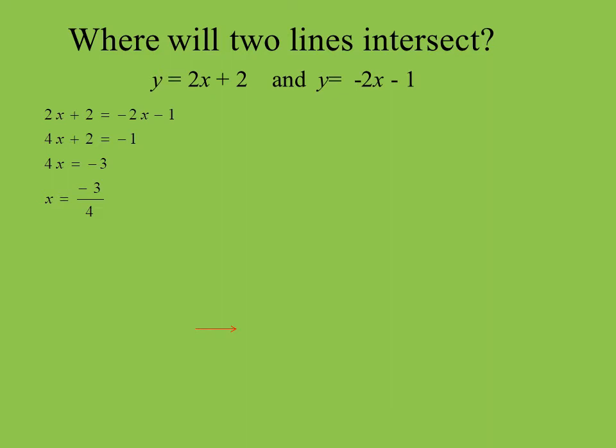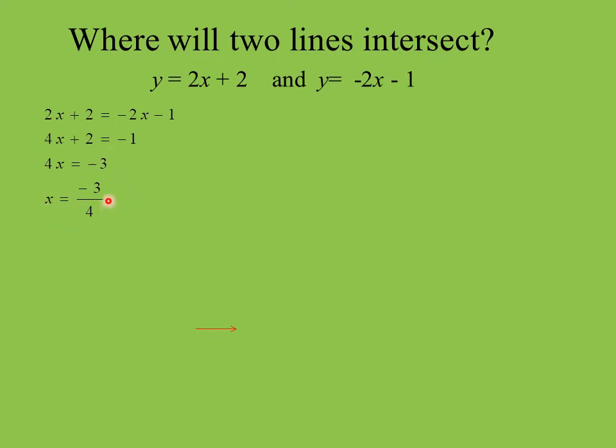You can see here that I've taken the y's out of the equations, and I've done a linear equation similar to what you've done in the past, where the x, or the unknown, or the variable, is on both sides of the equation. So I'm saying that 2x plus 2 is equal to negative 2x minus 1. If we solve that the way we've been taught, I've added 2x over here and added 2x here, then I've subtracted 2, divided by 4. We found that x is equal to negative 3 over 4.